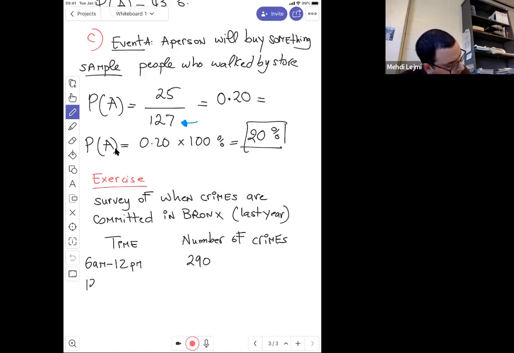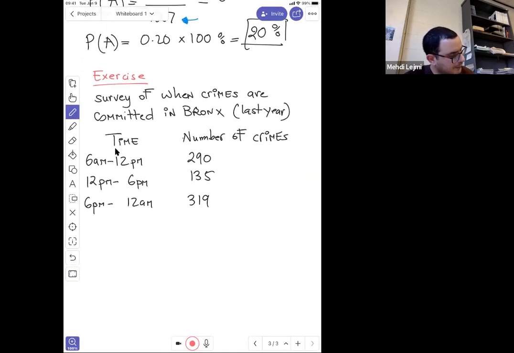And then from 12 p.m. to 6 p.m., the number of crimes is 135, which makes sense. This is the afternoon, so we're going to have fewer crimes committed, I guess. And then from 6 p.m. to 12 a.m., we have 319 crimes. And then from 12 a.m. to 6 a.m., we have 222 crimes.